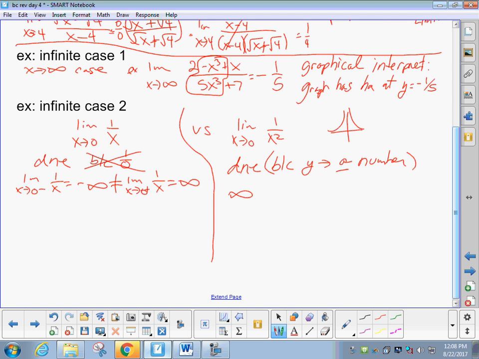So I would prefer infinity in my class, and you just need to be aware that sometimes, especially multiple choices, will only offer dne. Okay, they would never offer both. They would never say, "Oh, it's infinity or dne," and that would never be the case. Okay, but it is possibly the case that would say the limit doesn't exist, and they're just referring to this idea.